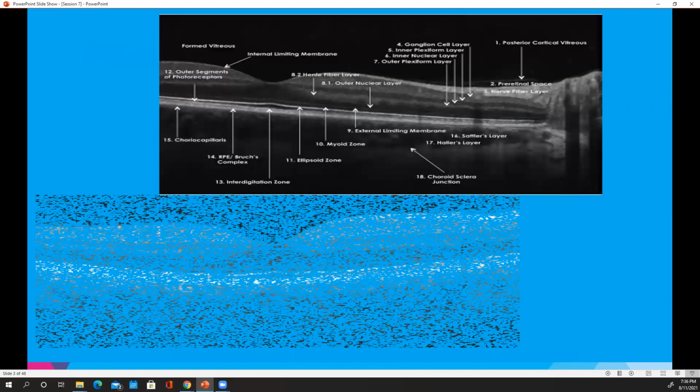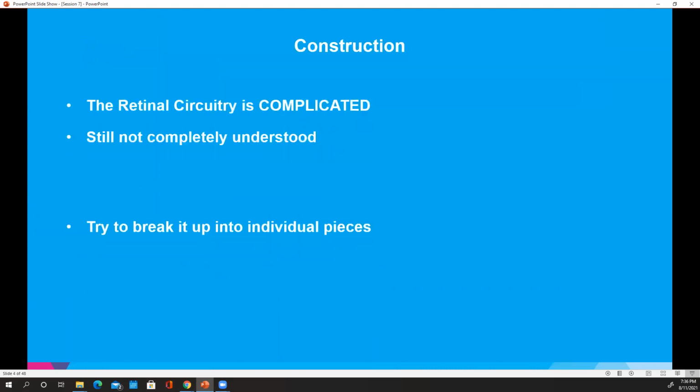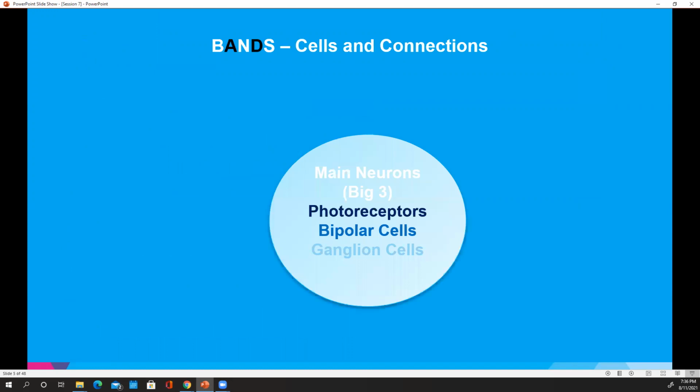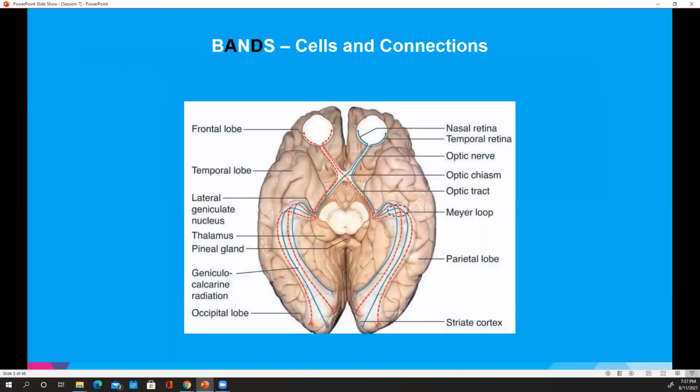So, again, here's our standard OCT that I've always shown you. I don't want you to be nervous. Remember that the retinal circuitry is complicated. It's not completely understood. You want to repeat it from different angles like we're doing. So we were here where we said, okay, photoreceptors, bipolar cells, ganglion cells, we finished this. And so now we're actually moving into the brain.